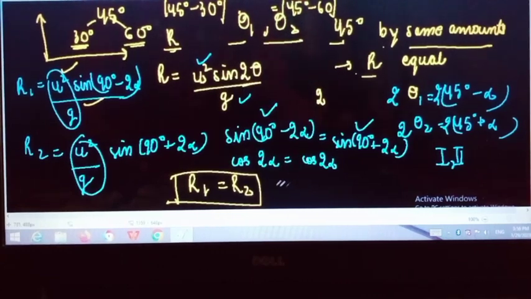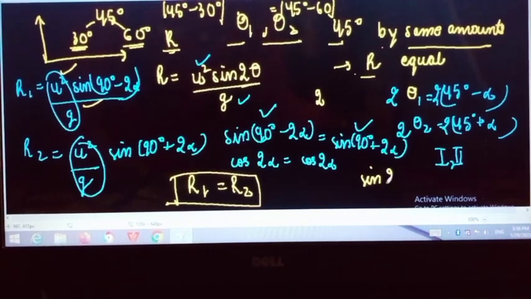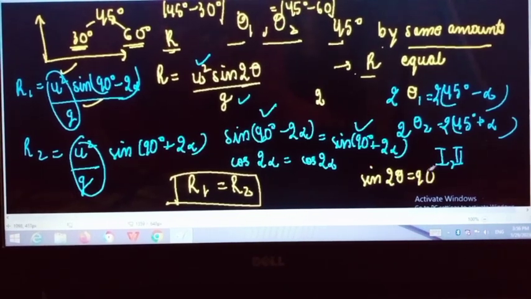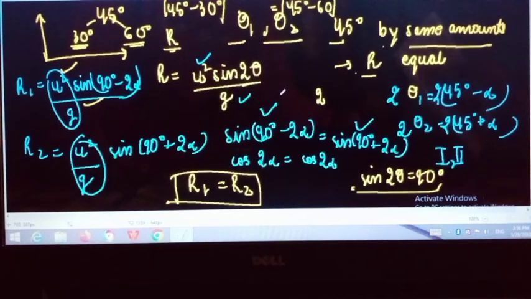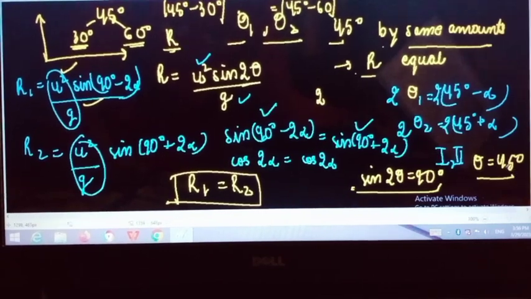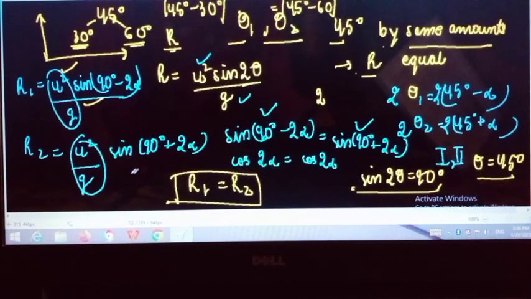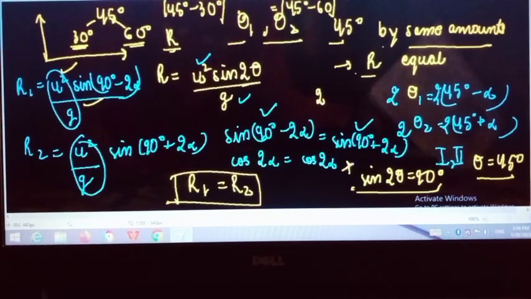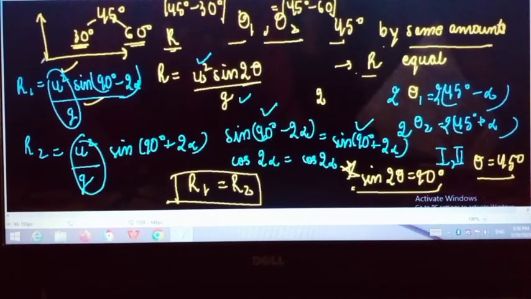So the maximum range attained by the projectile is when we have sine 2 theta as 90. We get the maximum range. So theta must be equal to 45 degree to get the maximum range. This is also the most important point of this concept.